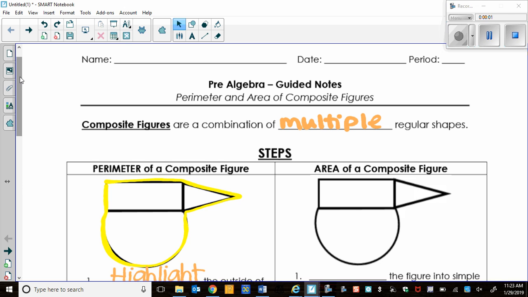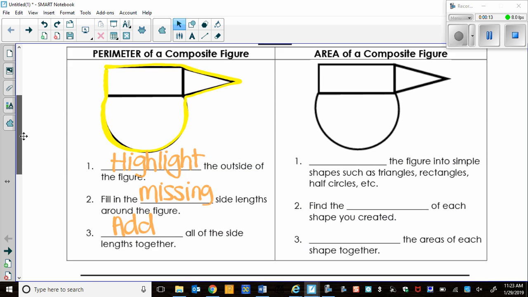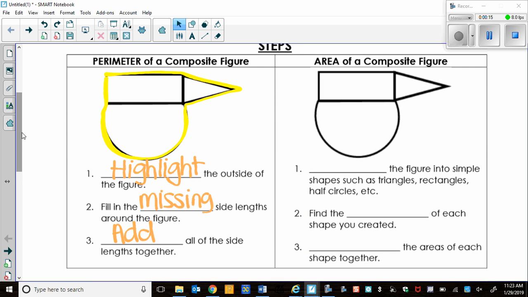Alright class, in this video we're going to talk about the perimeter of a composite figure. And just so that you remember, a composite figure is a combination of multiple regular shapes. So here are the steps to solve these types of problems.